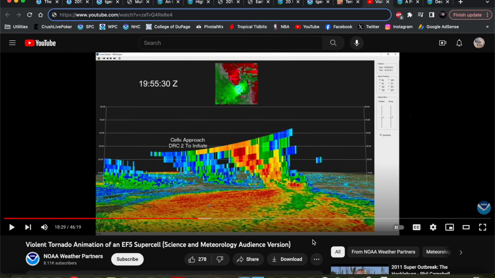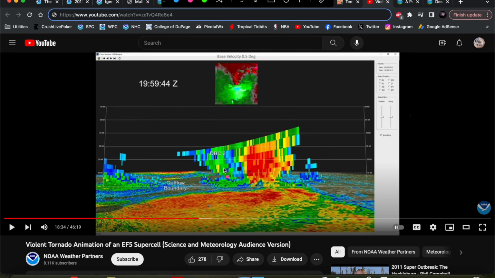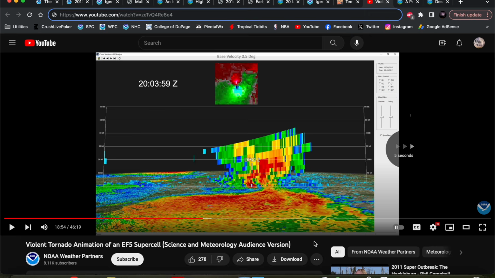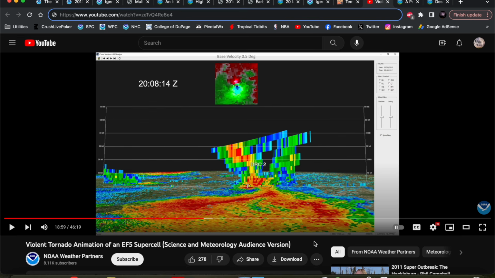As it begins to merge with the hook echo, it initiates a second DRC, which is this area of slightly enhanced reflectivity right there. It continues to descend and wrap around the ongoing tornado, and this had major implications on the size and intensity of the mesocyclone.